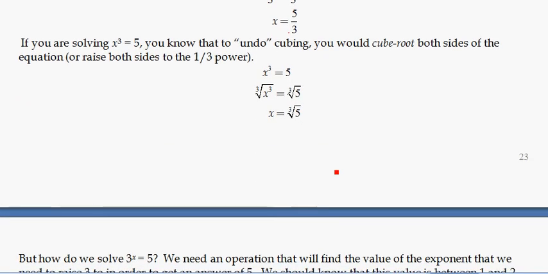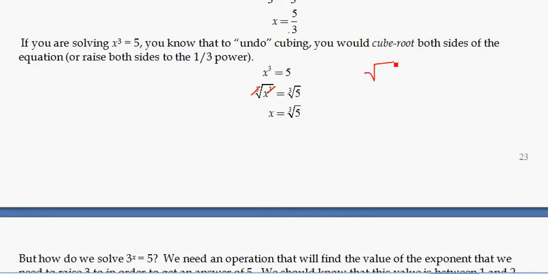Let's get to slightly more advanced functions. Well, what if we're cubing something? How do we undo cubing? Well, we have this symbol, cube root, and at one point in your life, this was a very intimidating symbol, and you were like, what is this, right? But you eventually just learned to get comfortable with it, and you said, okay, I get that cube root just means that undoes cubing, right?